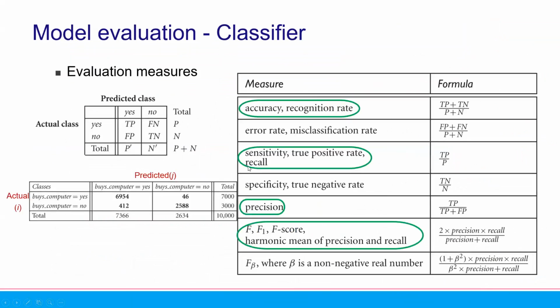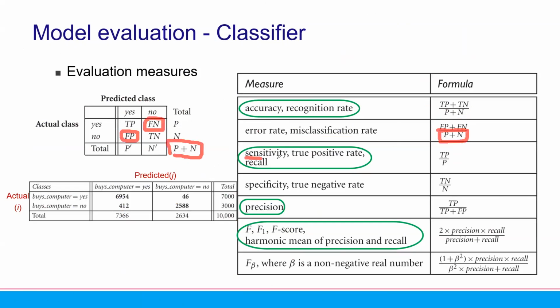So the formula will be something like this one. We can get the accuracy. The accuracy means TP plus TN, divided by P plus N. The error rate, or the misclassification rate, we call it, this is FP plus FN. FP is the false, plus FN, which is the false, divided by P plus N.